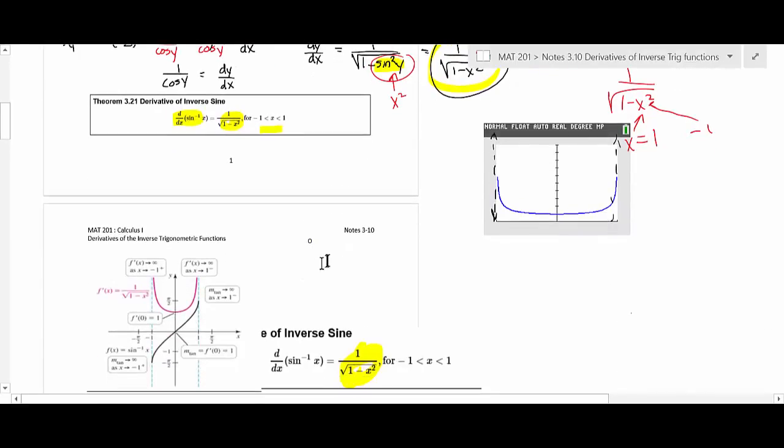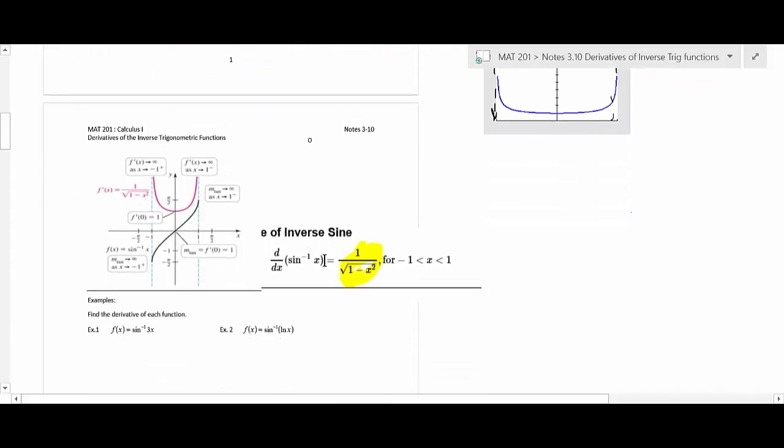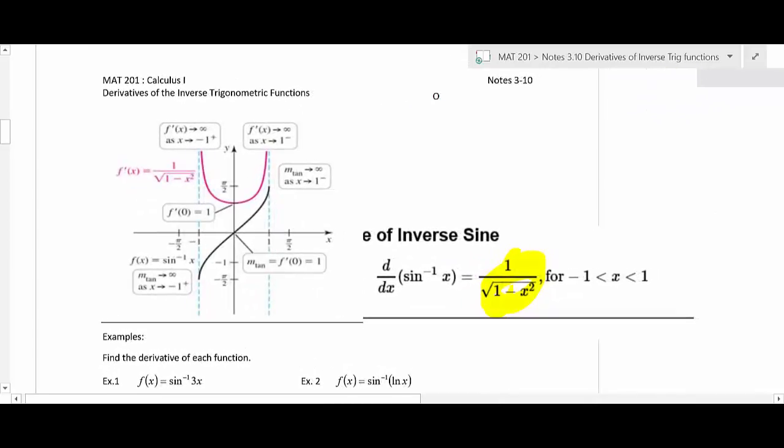Okay, so what I want to do with the next page, we're going to do some derivatives. What I did on this one is I gave you a picture of this graph. This one right here is the inverse sine, the graph that's in black. This is the graph of 1 over the square root of 1 minus x squared. That gives you the information that we need to see.